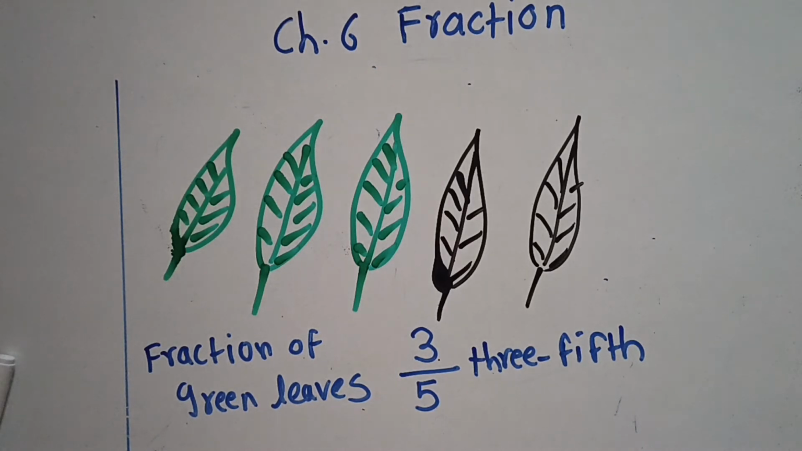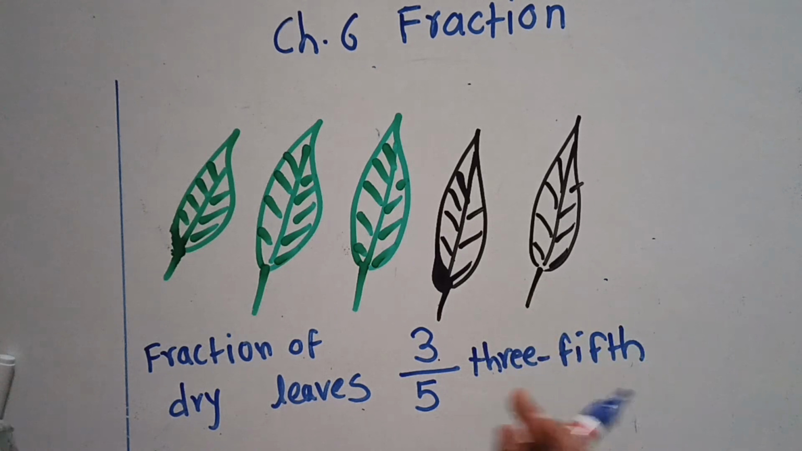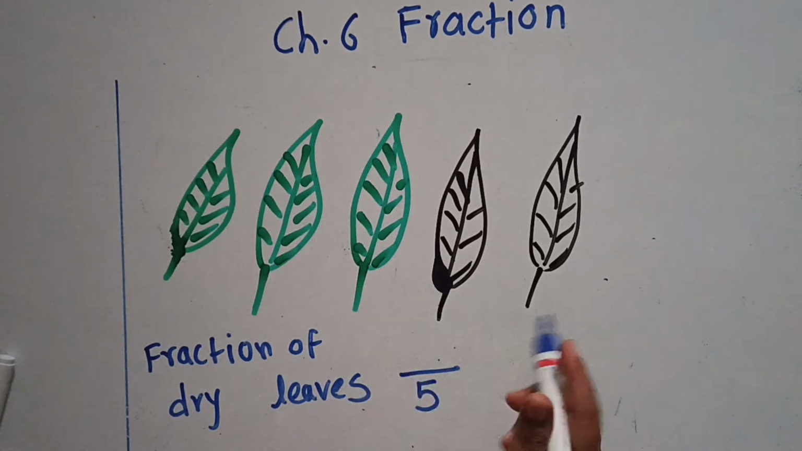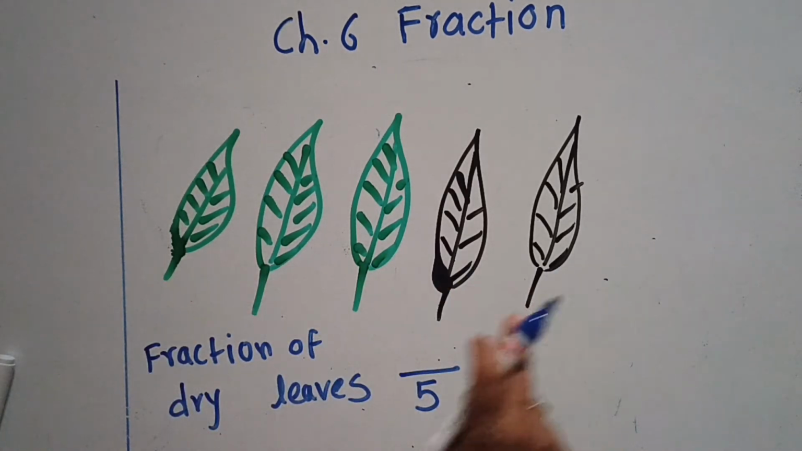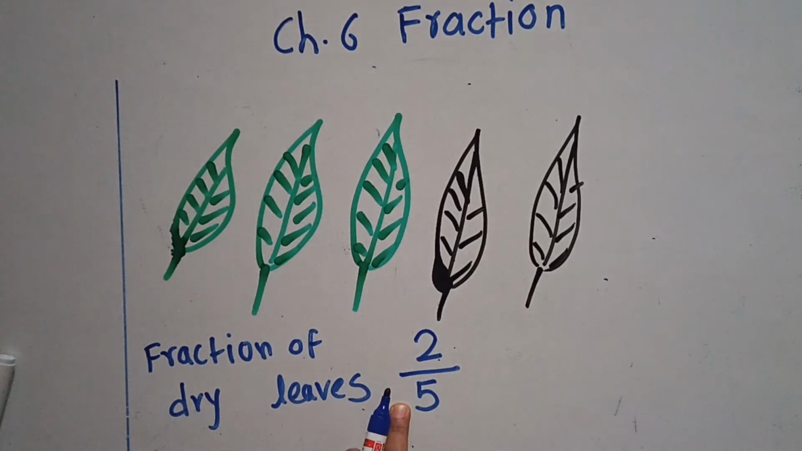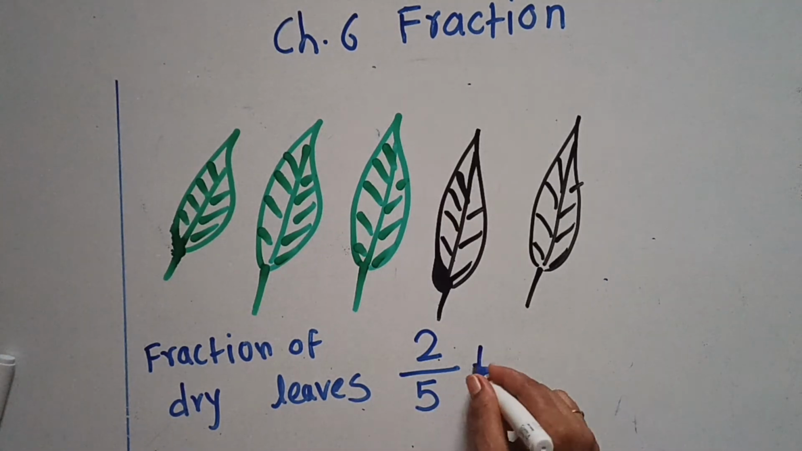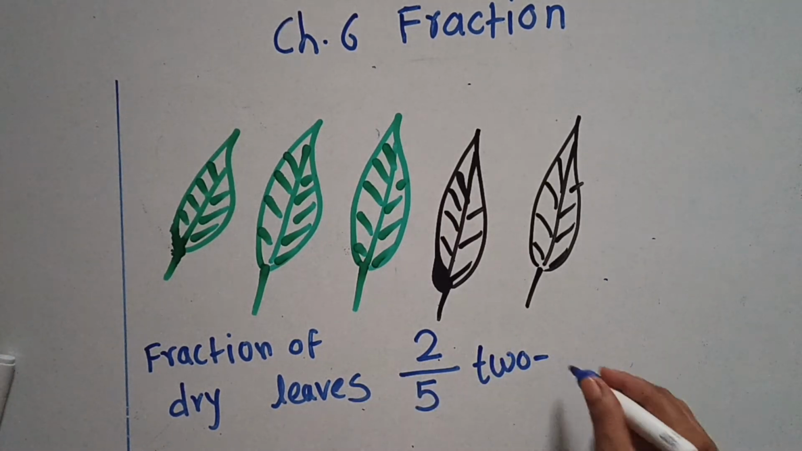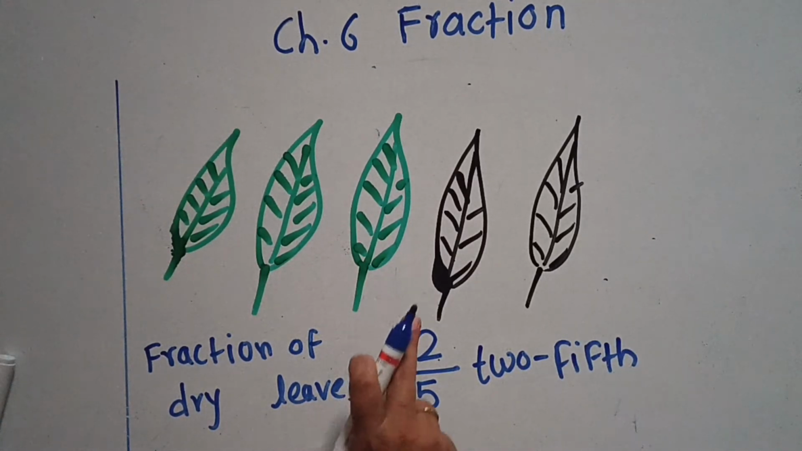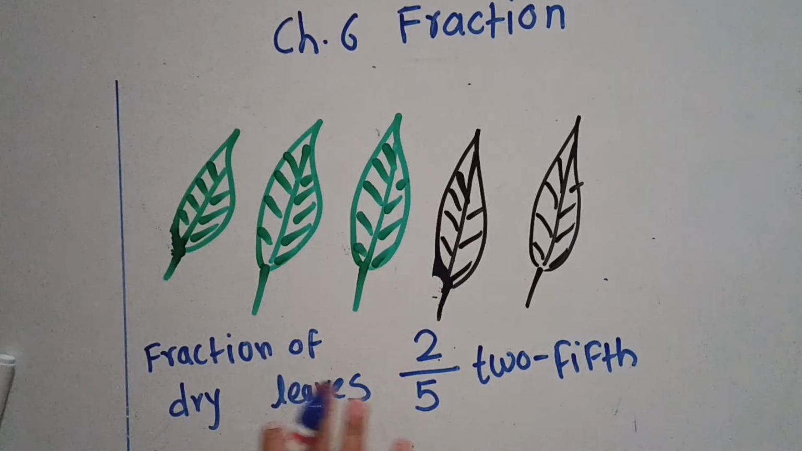Now children, the fraction of dry leaves. How many leaves are dry? 1 and 2. So the total number of leaves are 5 and dry leaves are 2. So the fraction of dry leaves is 2/5. And we write this fraction in words as 2/5. Now you understand how to write the fraction.